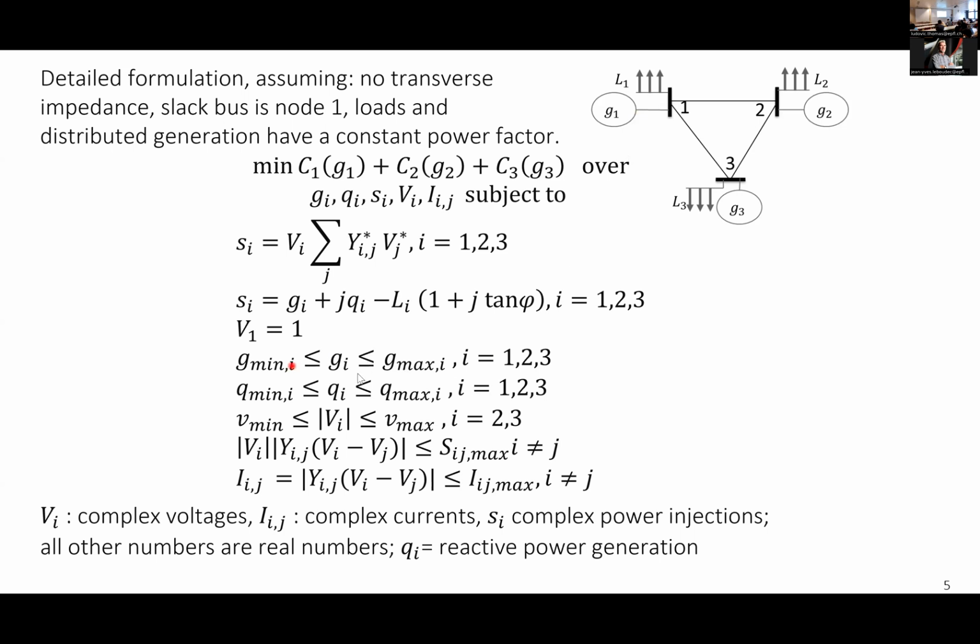Then I have the constraints on the generation of the three buses in active and reactive power. I have the constraints on voltage. This is the constraint on the branch power flow, and this is the constraint on the current flow here. Usually we don't have both. I'm putting here both in case we need them.